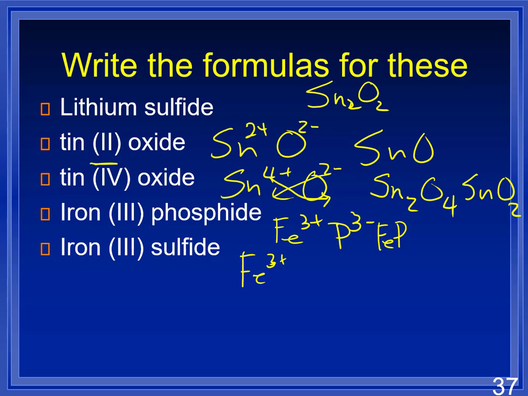Back on number 1, we already did sulfide, but then what we did was we looked it up and said, hey, sulfur is a group 6A. 6A always makes a 2- ion. Does that add up to 0? No. So you do the crisscross and you get Fe2S3.